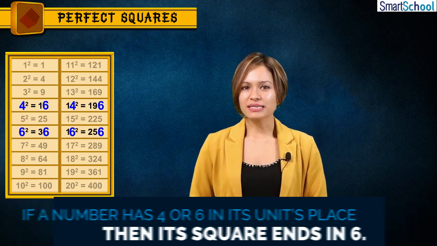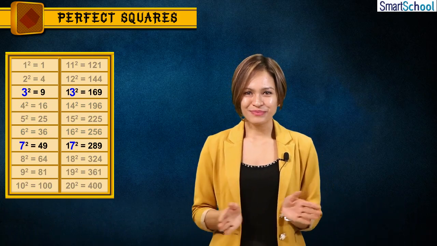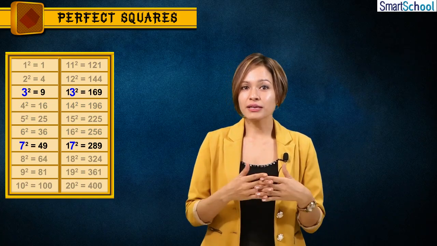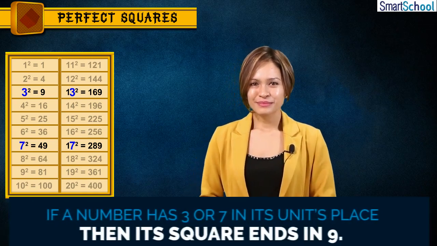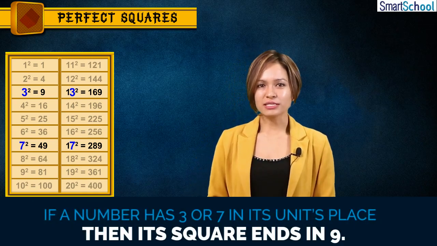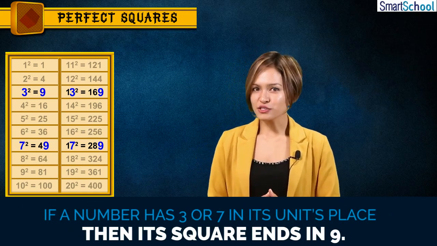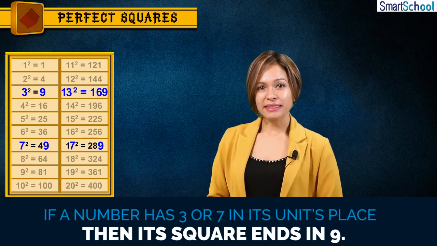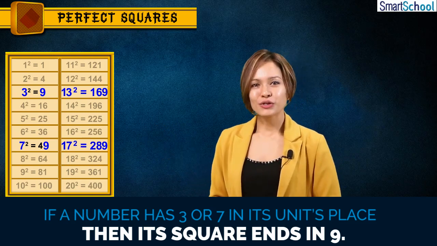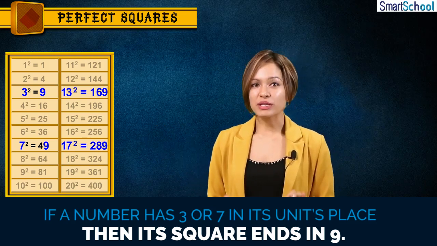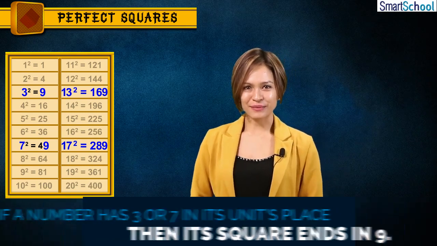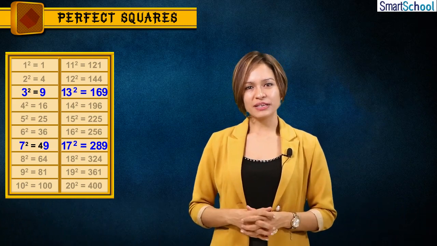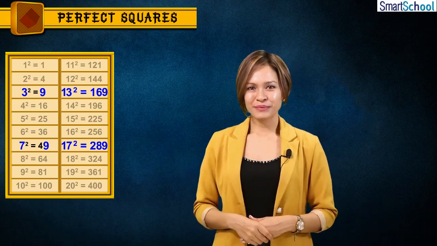What about the numbers ending in 3 or 7? What will be the digit in the units place of their squares? Yes, their squares will end in 9, such as the square of 13 is 169 and that of 17 is 289, both ending with 9 in the units place. You can find other such rules by observing the numbers and their squares.